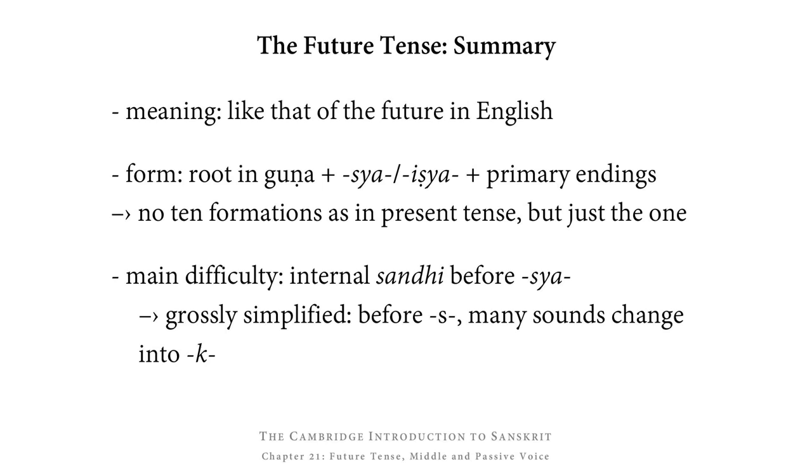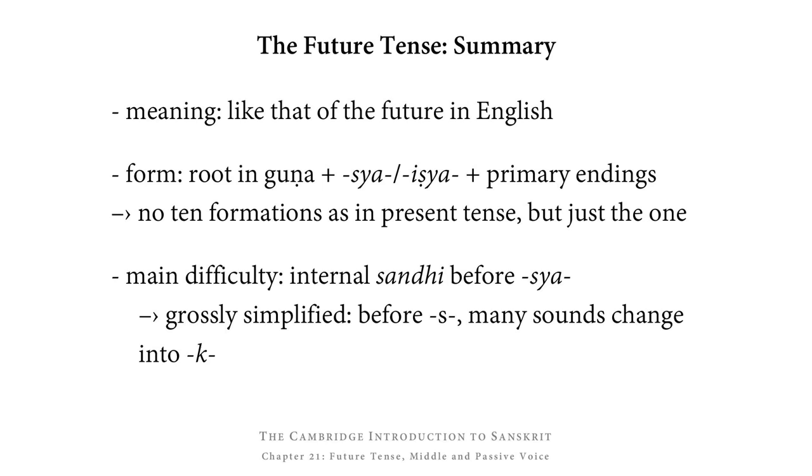Now, what you just heard may seem like a whole lot of little formal details to remember, so let's sum up what the future tense entails. First of all, its meaning is just like that of the future tense in English, so I will go, he will see, she will run, and so on. Its forms consist of a verbal root in guna, the future suffix sya or ishya, and the primary endings that we already know from the present tense.